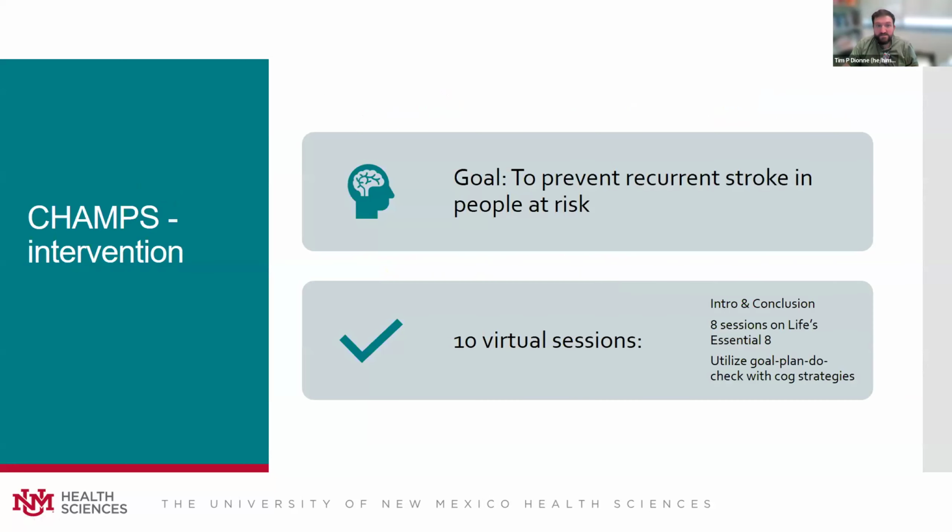And so this was a pilot study to see whether or not we could expand it on a larger scale. And again, our goal for our study, our intervention, was to prevent recurrent stroke in people who are at risk. And so we have some foreseen changes to help with the study for the next step. There were 10 virtual sessions conducted: an intro and a conclusion session, and then 8 sessions that included education on Life's Essential 8, using this goal, plan, do, check cognitive strategies. And I can definitely talk more if there are questions at the end about that.